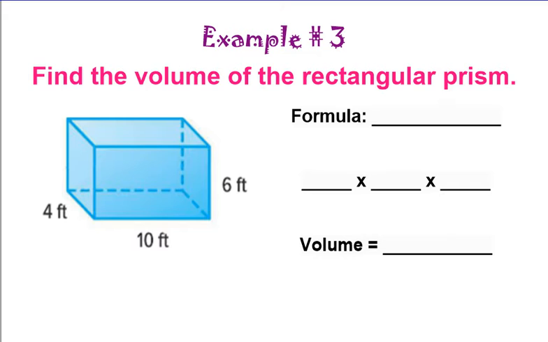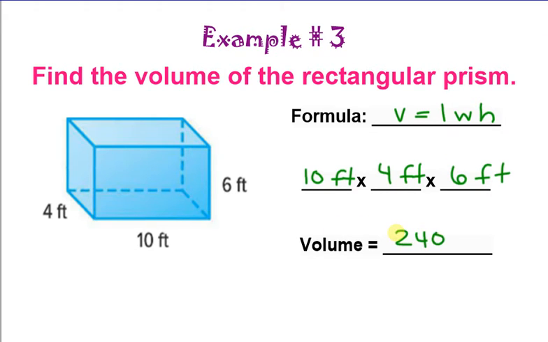All right, example number 3. Again, we're going to start with our formula. Volume equals length times width times height. What is our length? 10 feet. What is our width? How far back does it go? 4 feet. And what is our height? 6 feet. So again, we're going to do 10 times 4 times 6. That's going to give us 240. And it's going to be feet to the third power.